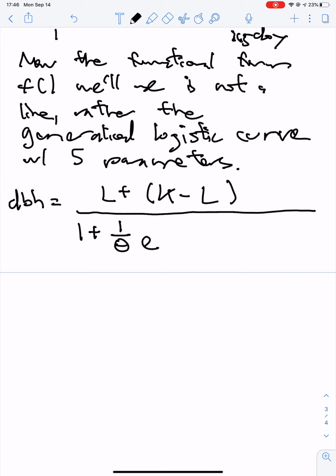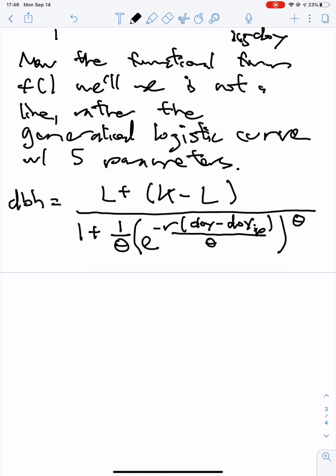E to the minus R times DOY minus DOY subscript IP. All right? That's all going to be over theta. And then we're going to take this beast and raise it to theta. Oh my God, what the hell is that?